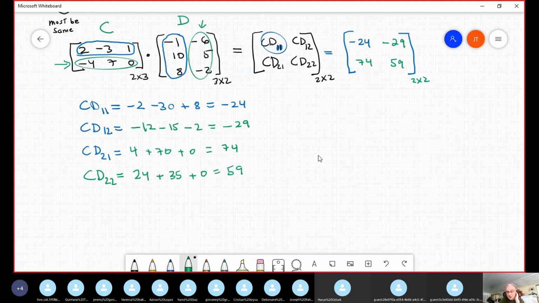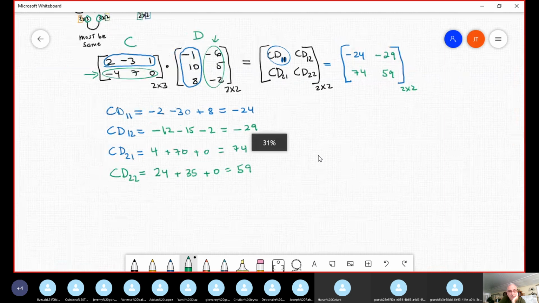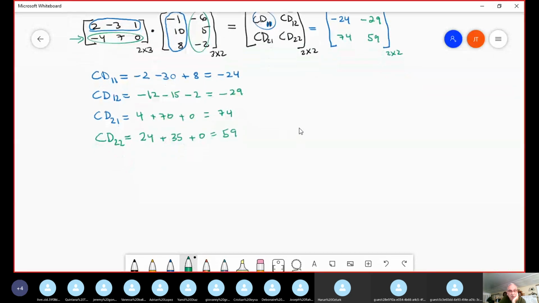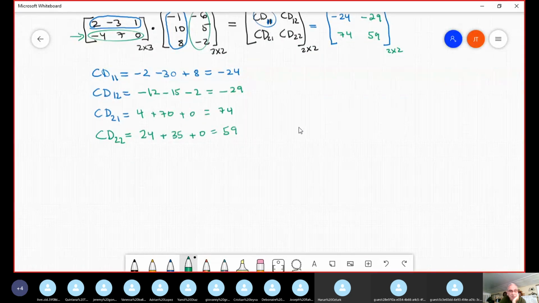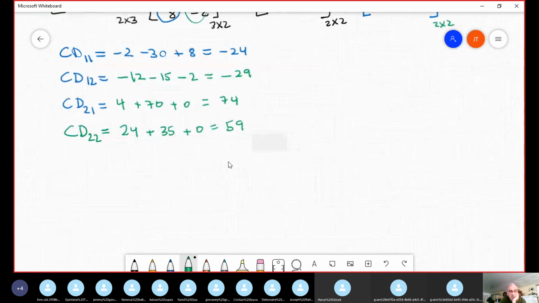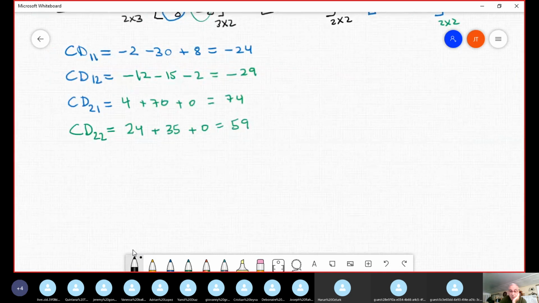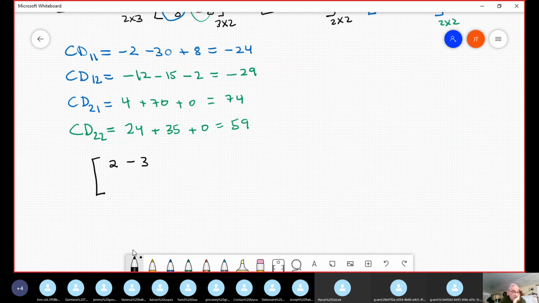We can do it another way. Let me show you another way to perform the multiplication, and you make a decision which way you prefer. Well, I prefer GeoGebra, no? But okay. Suppose I copy again the matrix C, exactly the same: 2, negative 3, 1, negative 4, 7, 0.